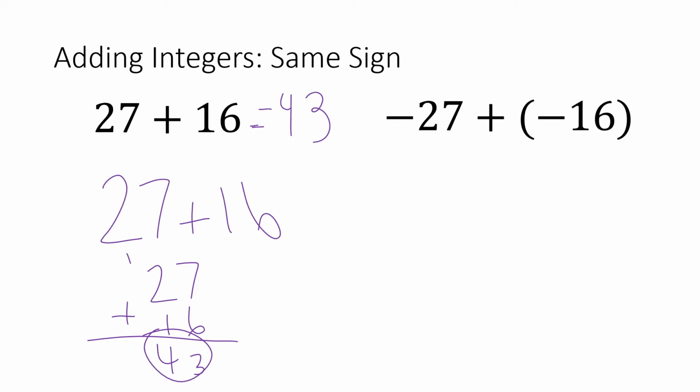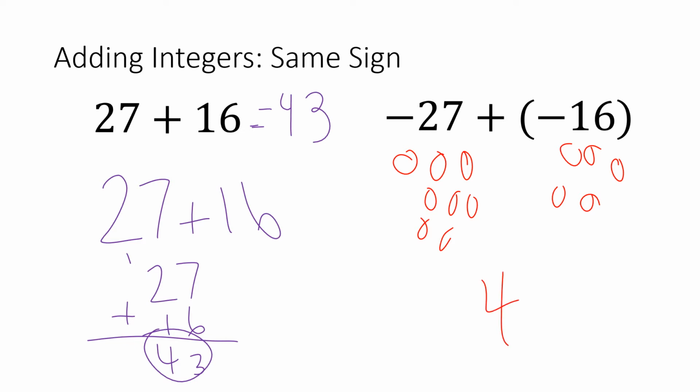Well, here's the great news. Negative 27 plus negative 16, if you remember our red and black coins when we did this, that just means you would have 27 red chips, 16 red chips. I'm not going to draw them all, but that means that all we have to do is add 27 and 16, which is 43, but then it's negative because we're adding 27 negative pieces and 16 negative pieces.